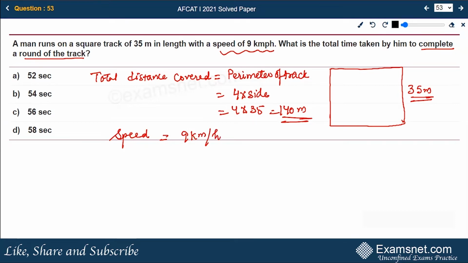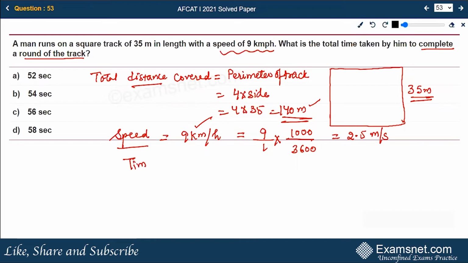You should be very careful when dealing with the questions which involve units. Over here the units are meters and over here the units are kilometers. Definitely you have to do a conversion of the units of this kilometer per hour into meters per second. So this will be 9 upon 1 multiplied by 1000 upon 3600, which will make it 2.5 meters per second. So you got the distance, you have the speed.